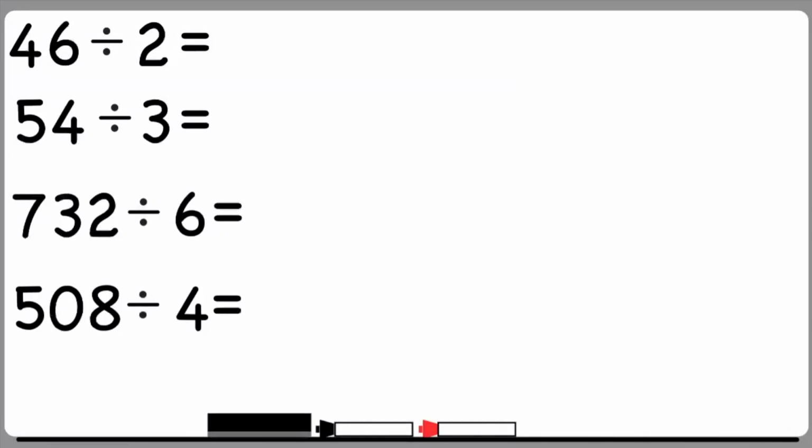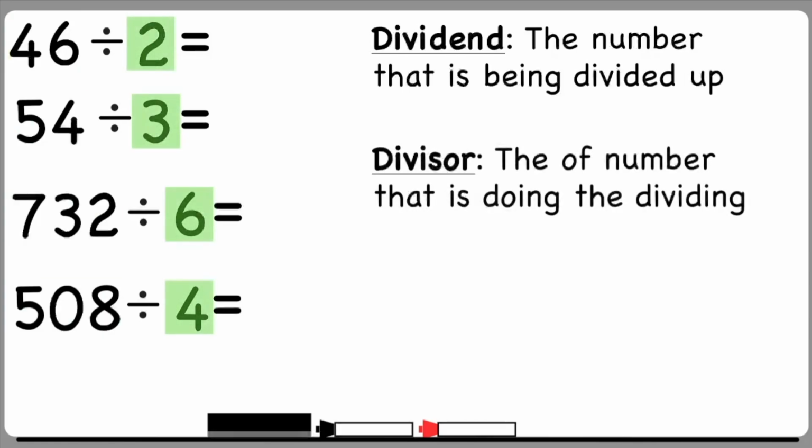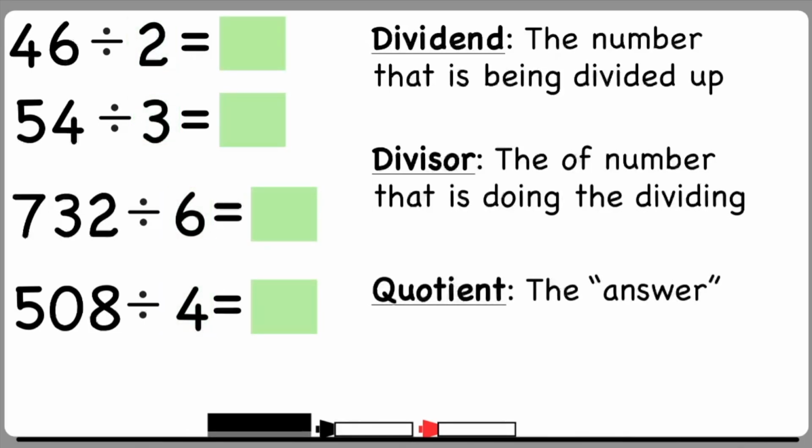Today we are going to lay the basic foundation for long division. We'll start by making sure that we are all using the same vocabulary. We're going to use dividend as the number that is being divided up. We're going to use divisor to mean the number that is doing the dividing. And the quotient is going to be our answer. I put answer in quotes here because exactly what this is telling you will change based on the situation, but you don't have to worry about that for right now.